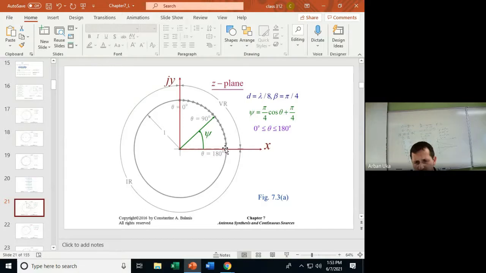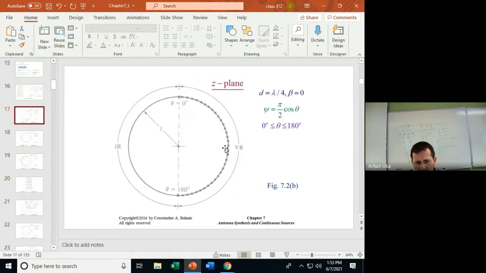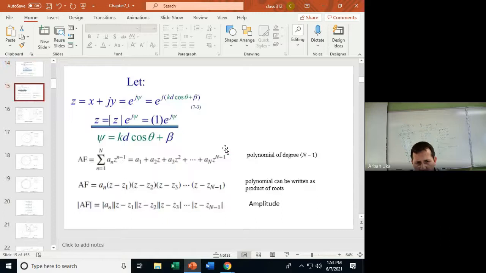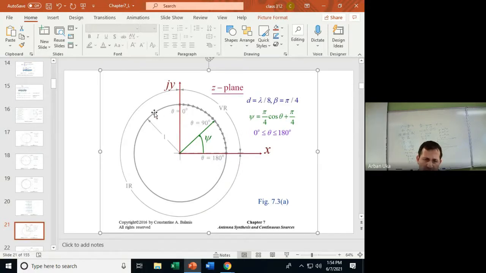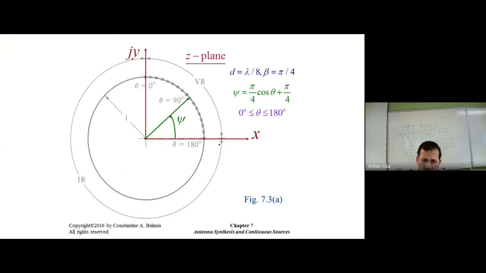This is good. But what would be interesting is that we may have an antenna with distance d of lambda over 8 and beta of pi over 4, but some of the roots, and let's not forget this is the z plane, when we say roots we're talking about values of z shown here, could be out of the visible range. So we could have a root where z is 1, which would be here, z can be j, z can be minus 1 plus j. If we have minus 1 plus j, that means we have a root right here. We could have a root somewhere here, minus 1 minus j, and also minus j.